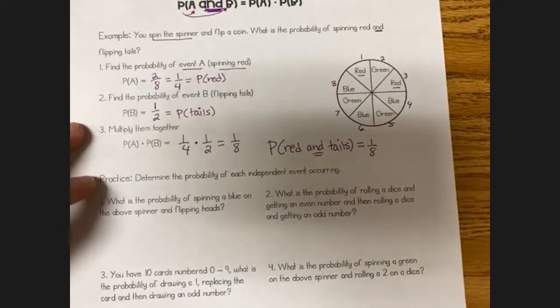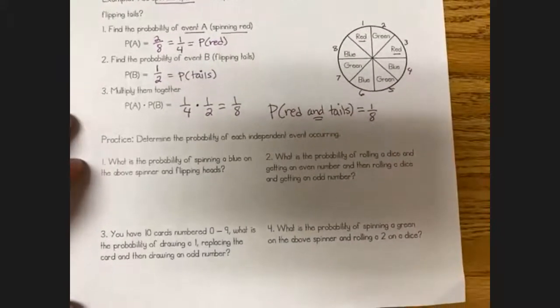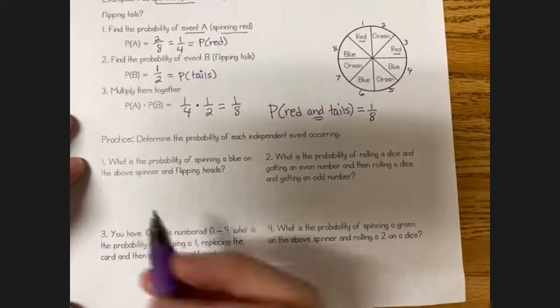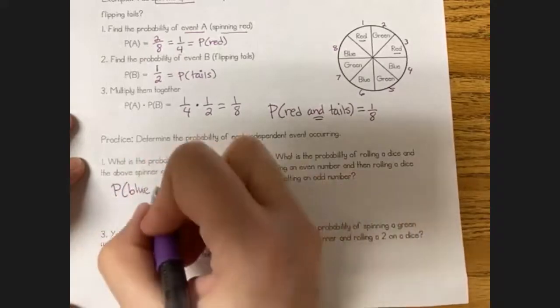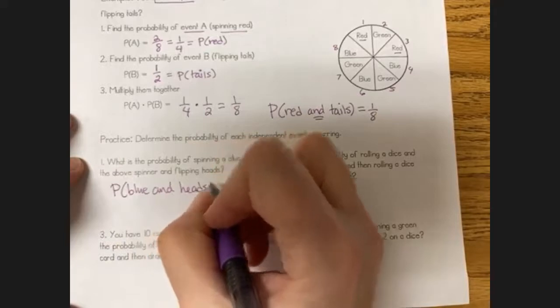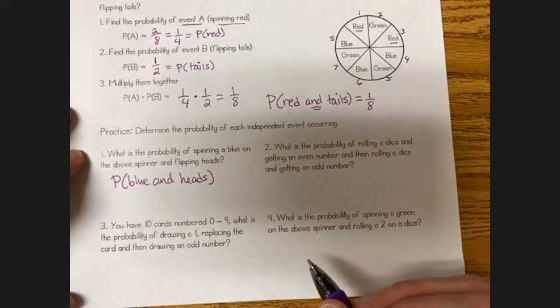Okay, let's take a few looks at a couple examples here. What is the probability of spinning a blue on the above spinner and flipping a heads? So we do it like this. Probability of blue, and I want heads on the coin. Independent events, two events, they don't affect each other. They're independent of one another.